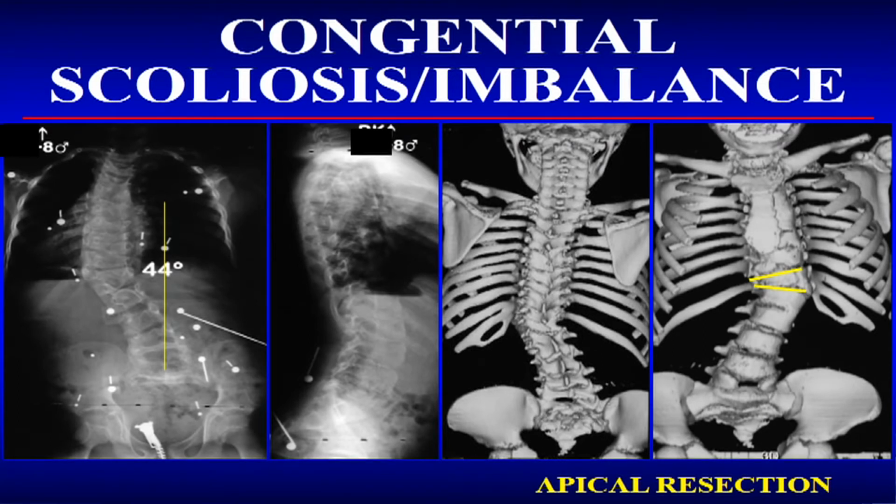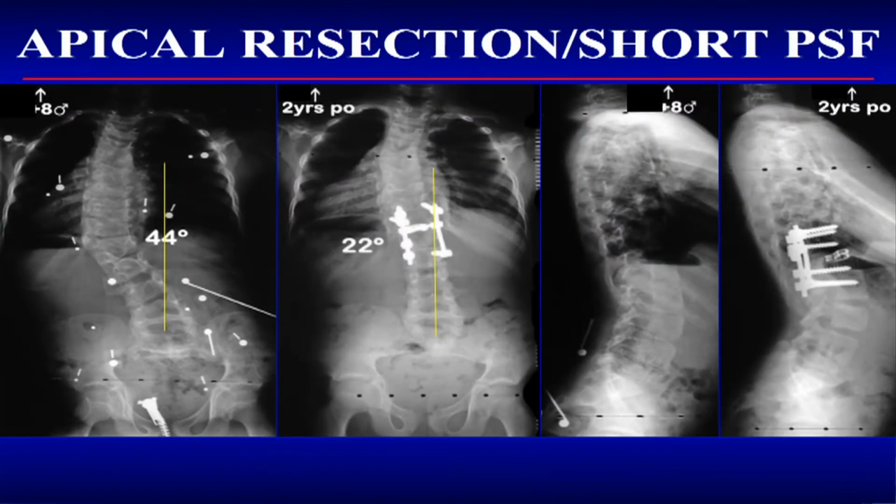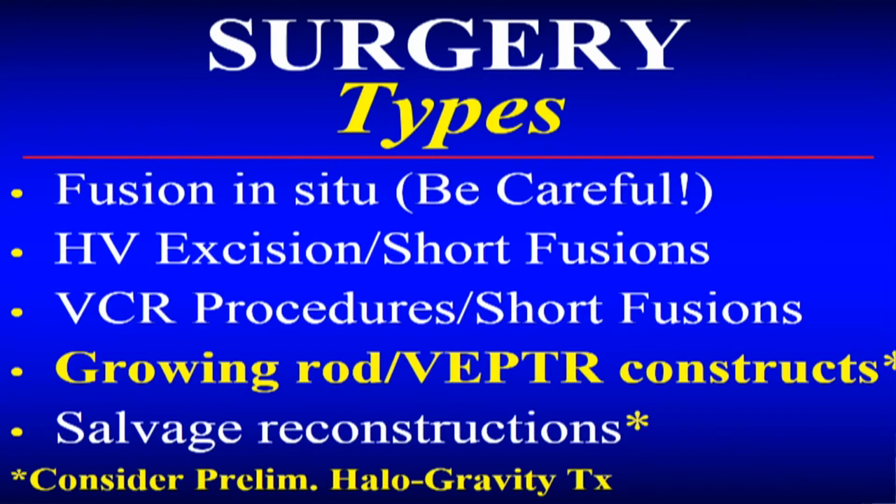Another good reason to do a resection procedure is congenital deformities that produce imbalance. Here's a young patient with a congenital deformity at the apex with progressive truncal imbalance to the left. So an apical asymmetric resection is performed and the trunk is rebalanced here 2 years post-operative with this resection and short apical fusion.